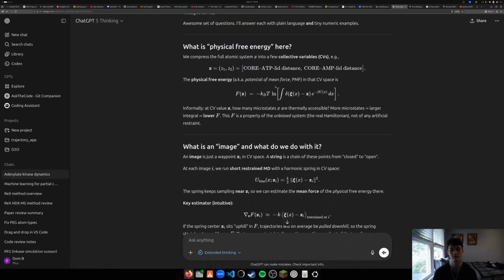More microstates. Microstates X. What is a microstate?